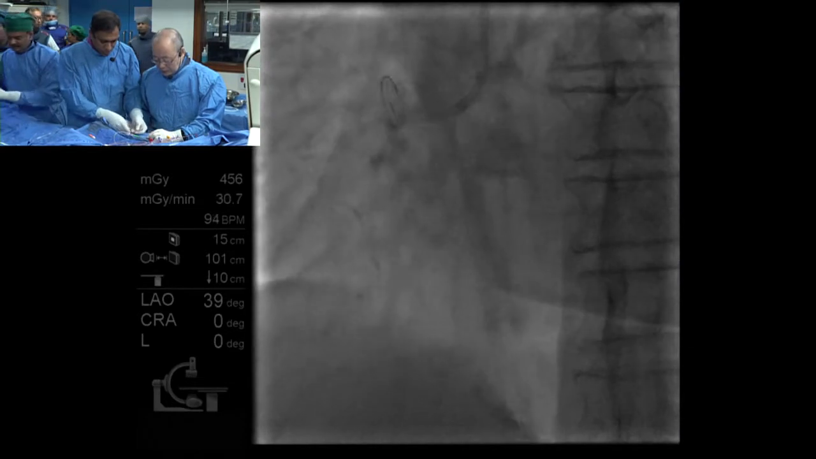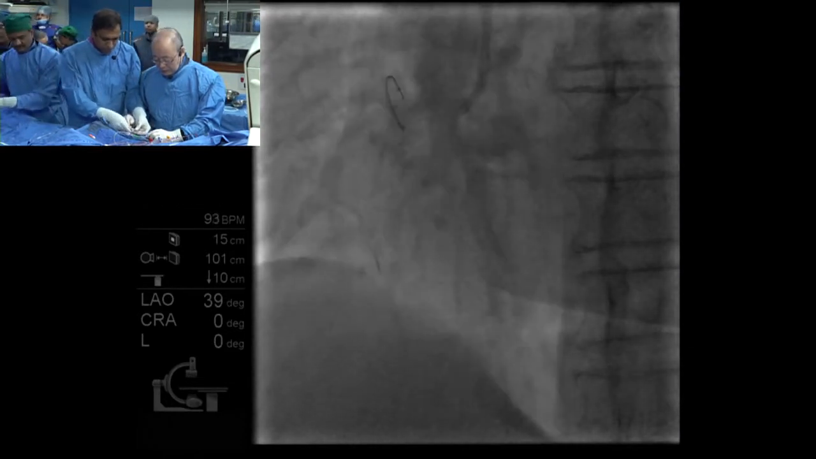Which wire is this? Run-through wires. Run-through? Okay.